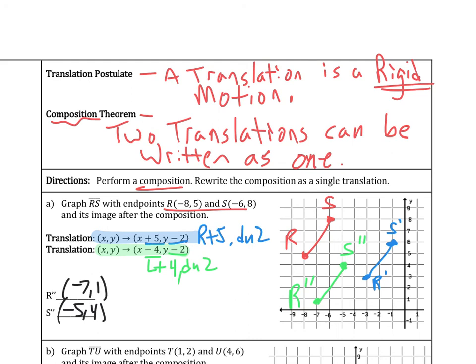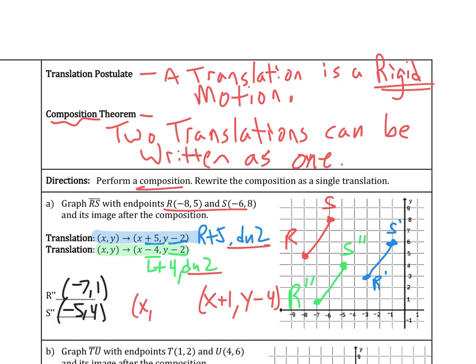Okay, now the one last question is this. Let's see if we can write this as one translation. Well, what happened? Just look, we added 5 and then subtracted 4. What's that the same as doing? Well, if you add 5 and subtract 4, that's the same as just adding 1. Look, plus 5 minus 4 is just plus 1, right? And if we subtracted 2 and subtracted 2, that's like going down 2 and down 2. Well, that's the same as going down 4, right? Y minus 4. Notice, negative 2 minus 2 is going to be negative 4.